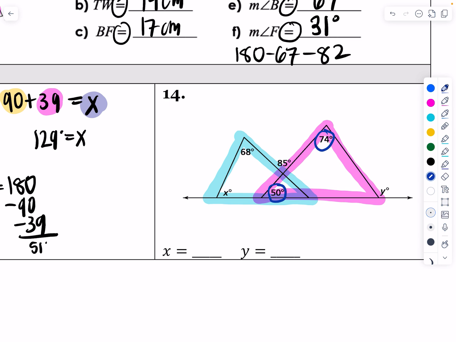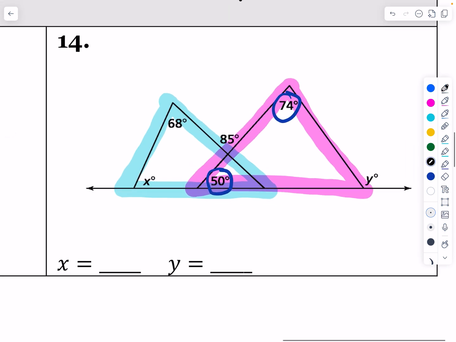I do also see this 85 here. If this 85 goes here, it's also going to go here because those are vertical angles, and we know that vertical angles are congruent. Then we can do 180 minus 85 minus 50, which is going to give me 45 degrees.